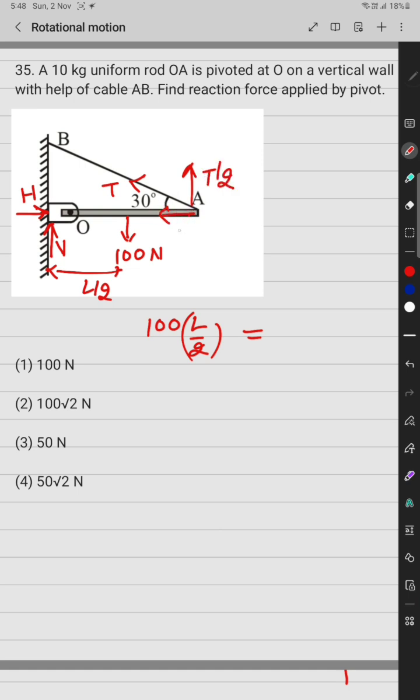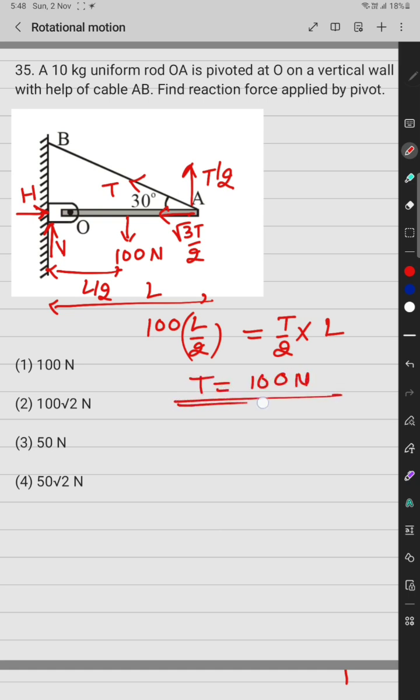But the other component is T cos 30, which means root 3 T by 2. So it is T by 2 multiplied by the total perpendicular distance L. So T by 2 into L is equal to 100 into L by 2, with the weight being 100 Newton. So the tension in the cable is 100 Newton.